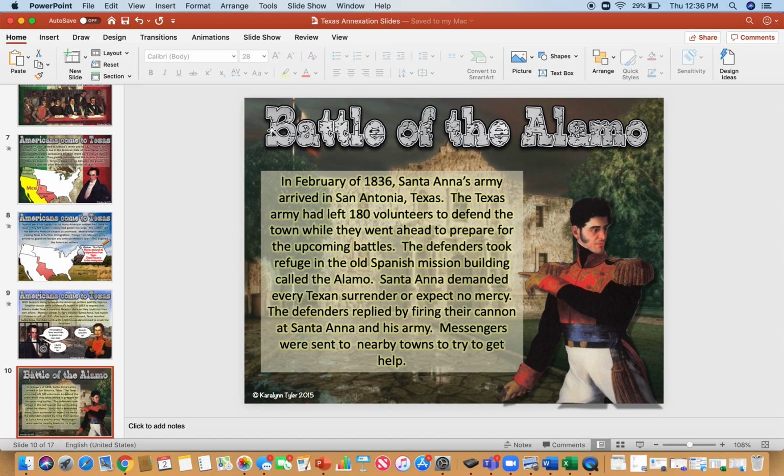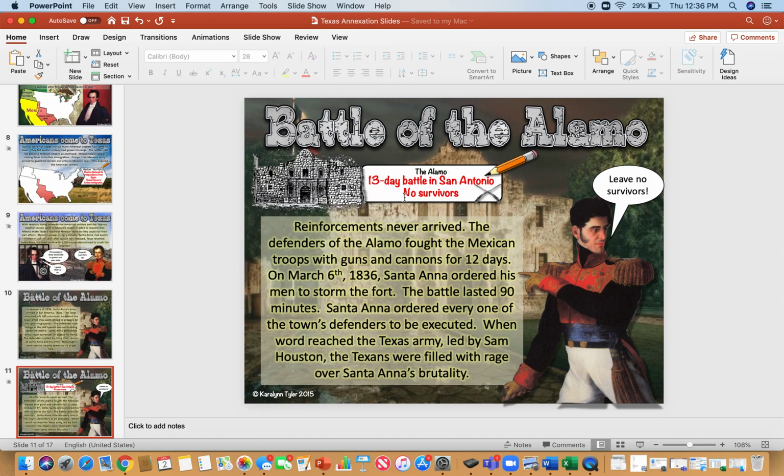So this was in what was called the Battle of the Alamo. It was a 13-day battle in San Antonio and no one survived. Reinforcements never arrived. The defenders at the Alamo fought the Mexican troops with guns and cannons for 12 days. On March 6, 1836, Santa Anna ordered his men to storm the fort. The battle lasted 90 minutes. Santa Anna ordered every one of the town's defenders to be executed or killed.